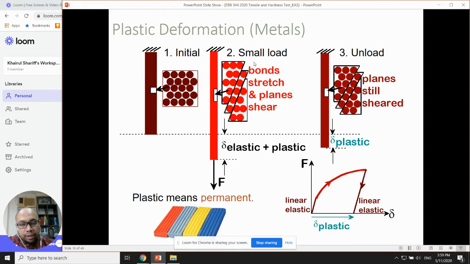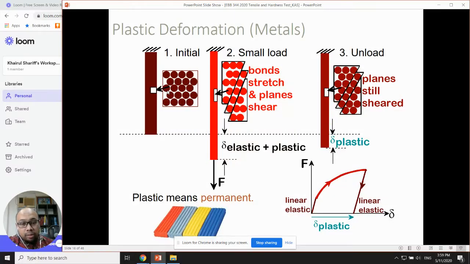When you stretch it, the atom arrangement tends to shear. And when you release the load, the atoms cannot rearrange back into their original position. They tend to remain as they are. Again, to give you a simple analogy, I give you plasticine.